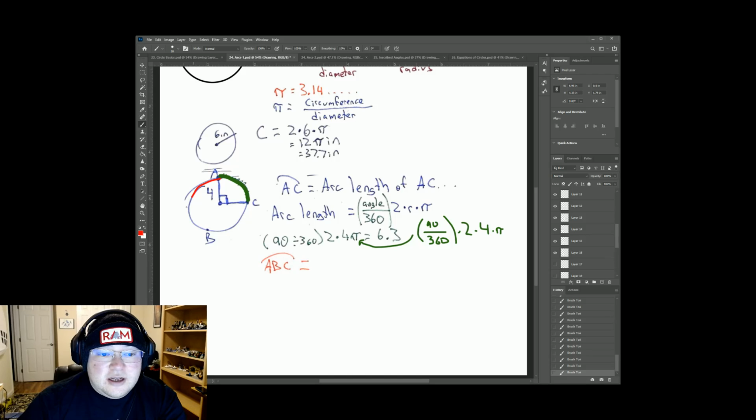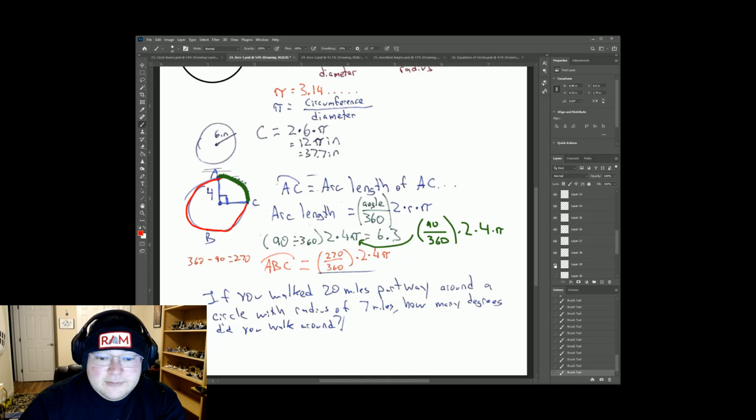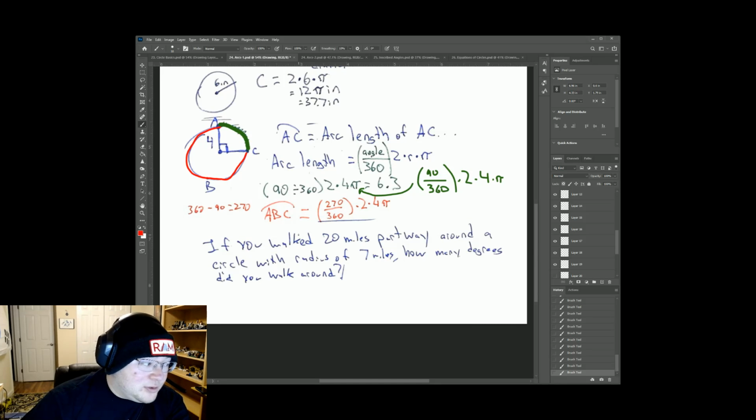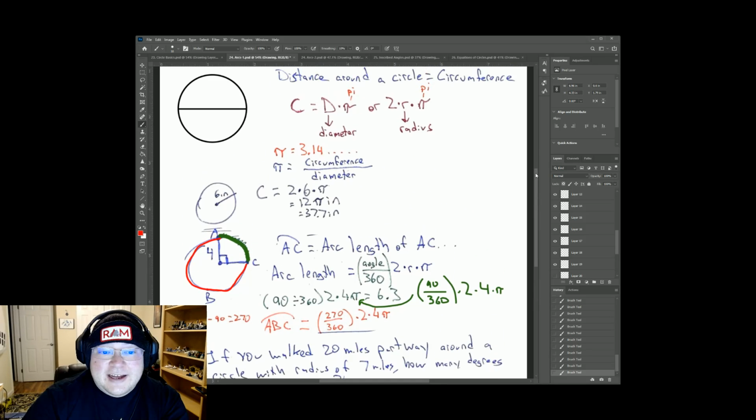This way, all you'd have to do is find out how many degrees is A, B, C, which is 360 minus that 90, which is 270, which gives us 270 over 360 times 2 times 4 times pi. And then I can start giving you word problems with the stew. It's all going to be this formula. You can get a C on this quiz just by using this formula and being able to find circumference.